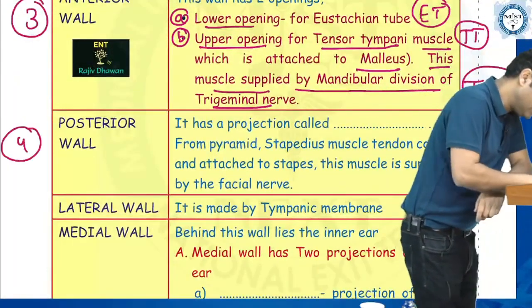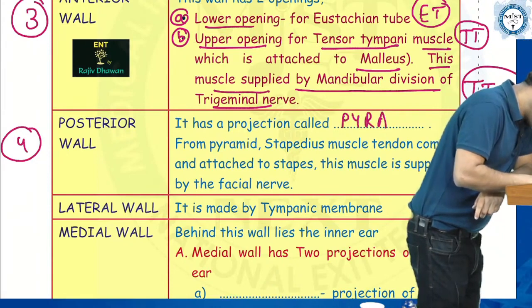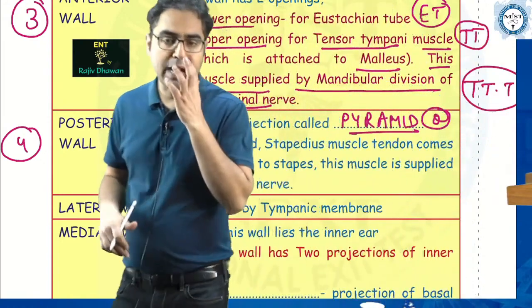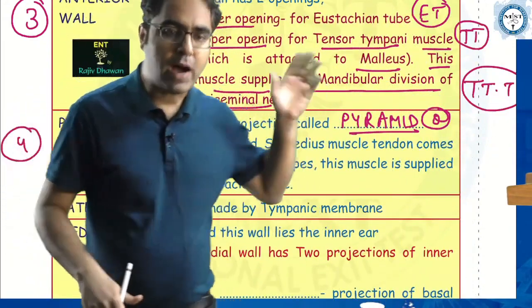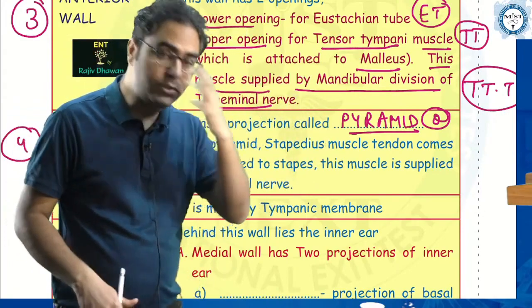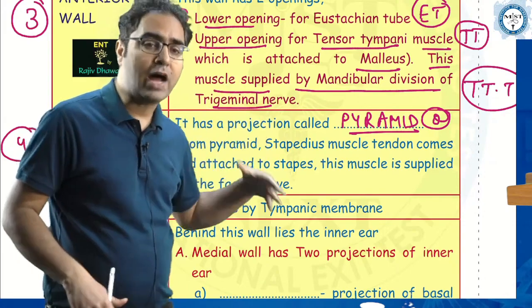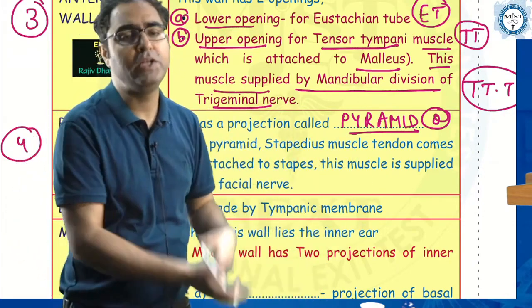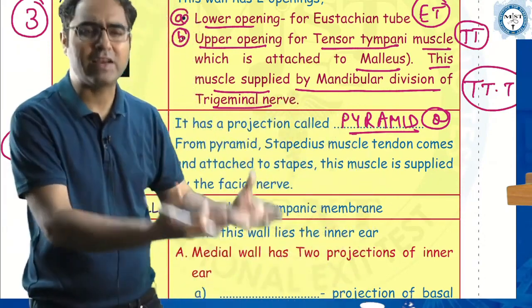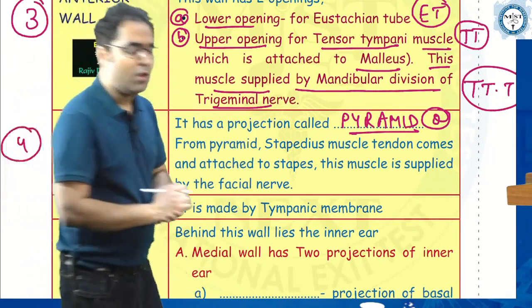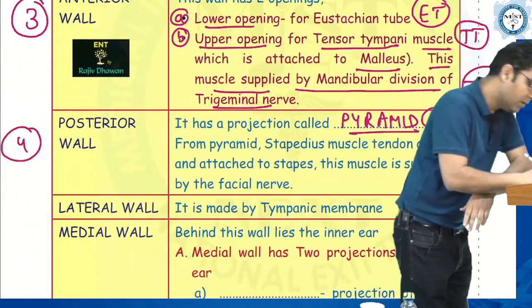Posterior wall has a projection called pyramid. Pyramid is the MCQ, beta. Pyramid is on which wall of middle ear? Posterior wall, beta. How to remember? Pyramid is from our past, beta. Pyramid is past of the humankind. Egyptian pyramid, they represent our history, past of humans actually. Past means posterior, the back side. So pyramid is on which wall? Posterior wall.